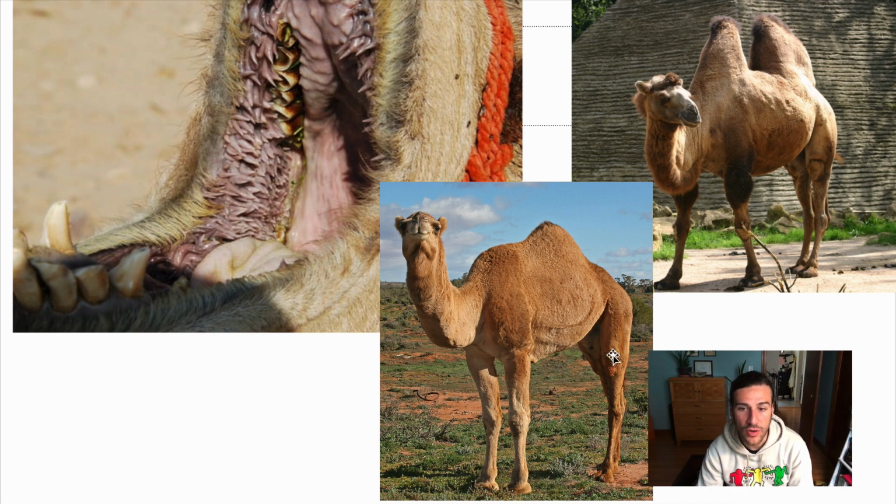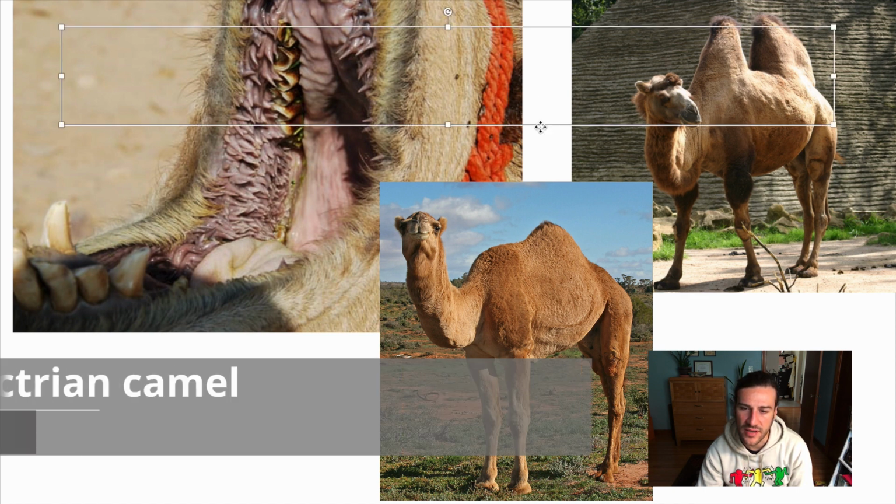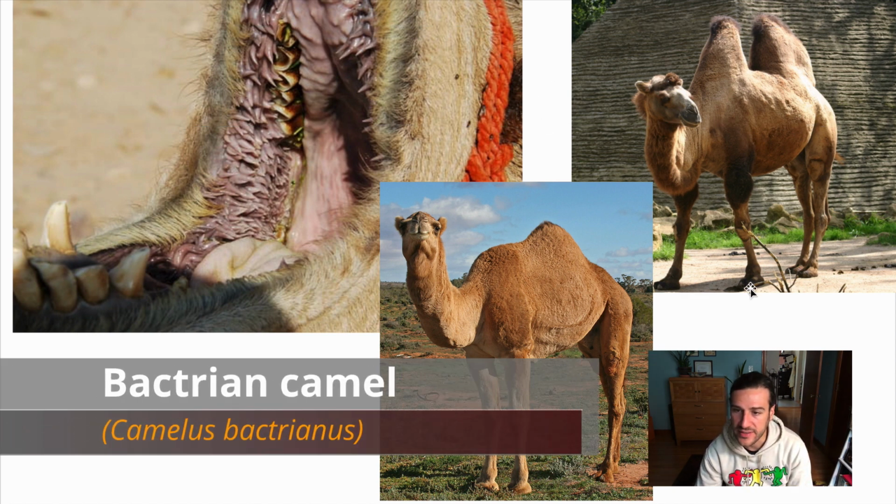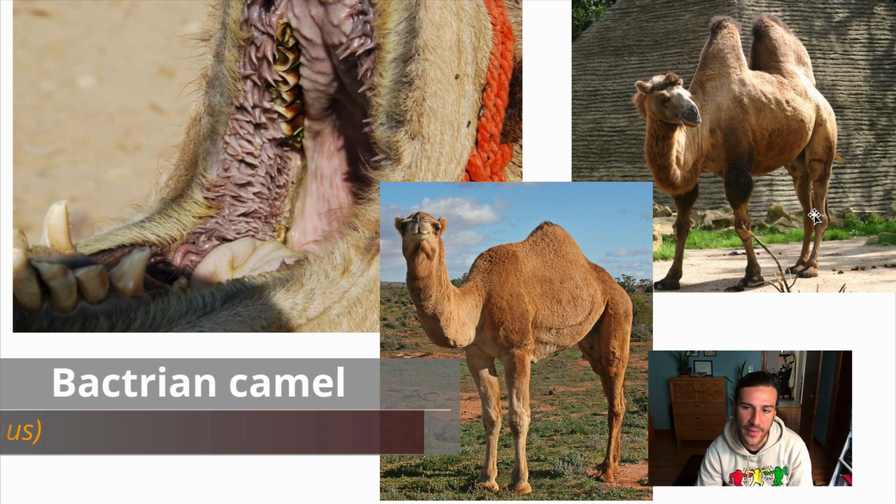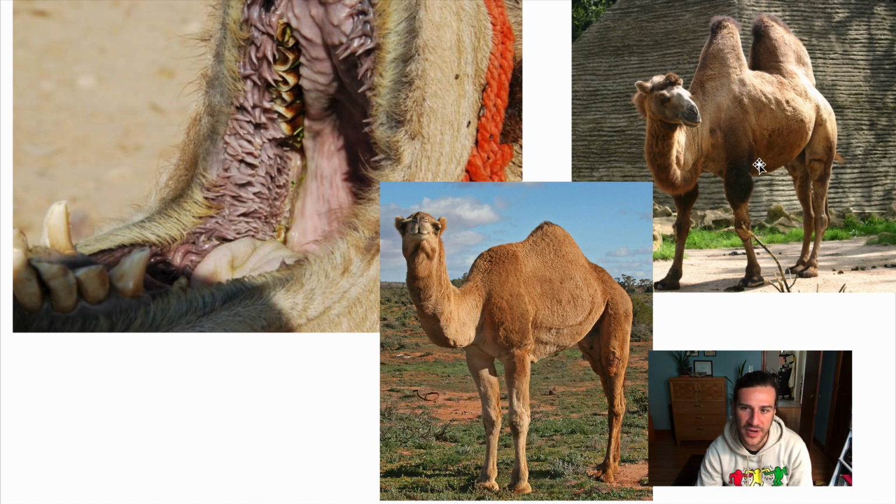Really, really cool. 2 different camel species. The double, I forget what it's called. I'll put a note on the bottom here. It starts with a B. Bactrian camels. They are more rare and they have the double humps.